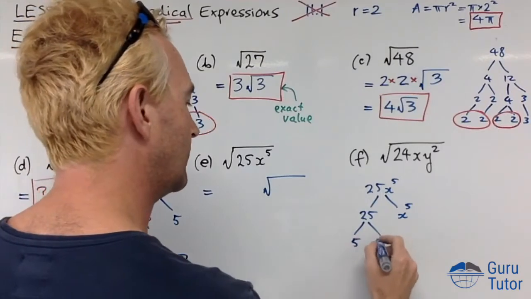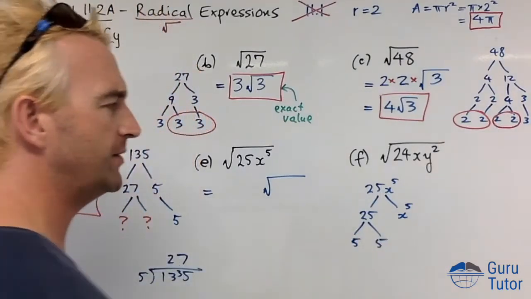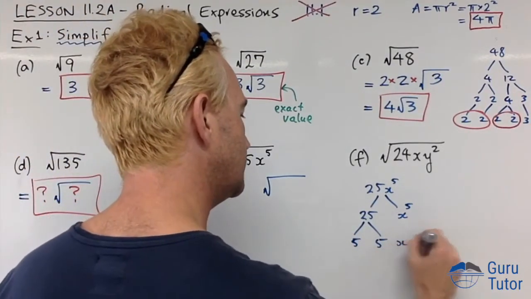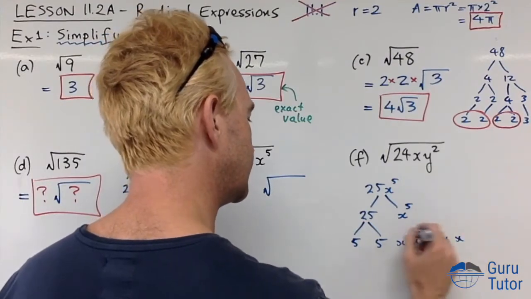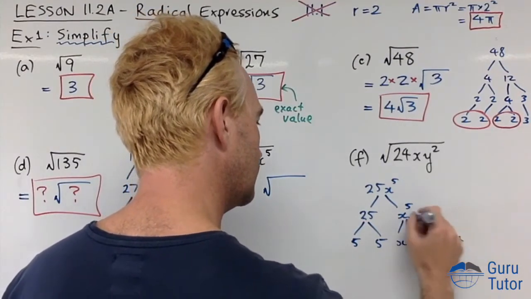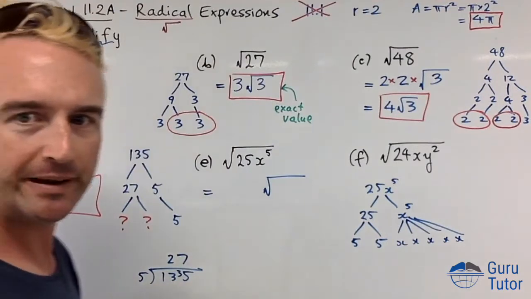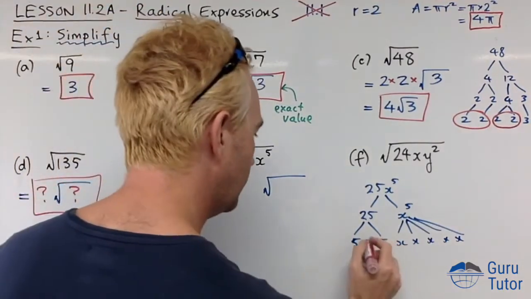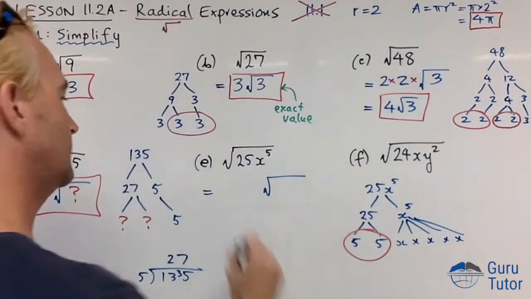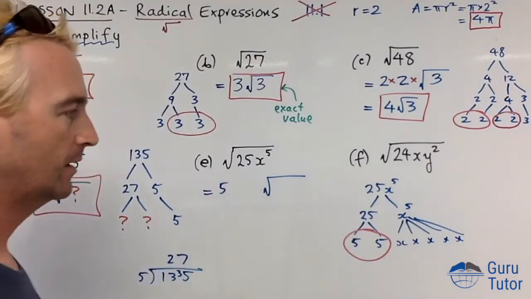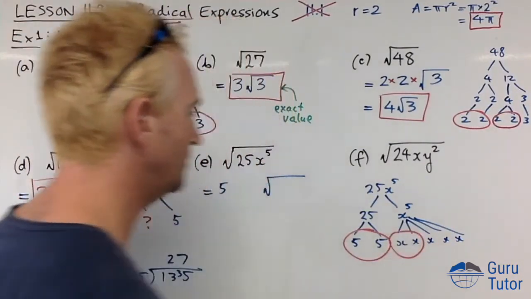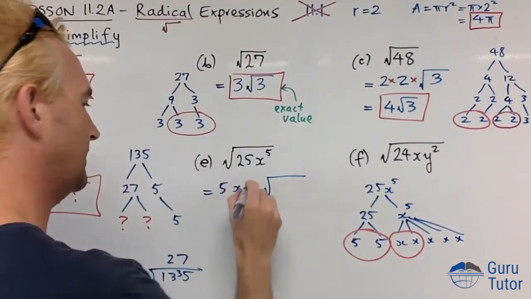Factors of 25: 5, 5. What are the factors of x to the 5? Well, this is x times x times x times x times x. Same thing, and then we make our pairs. Oh, we've got a pair of 5s. Cool. So 5 comes out there. Pair of x's. Cool. X goes there.